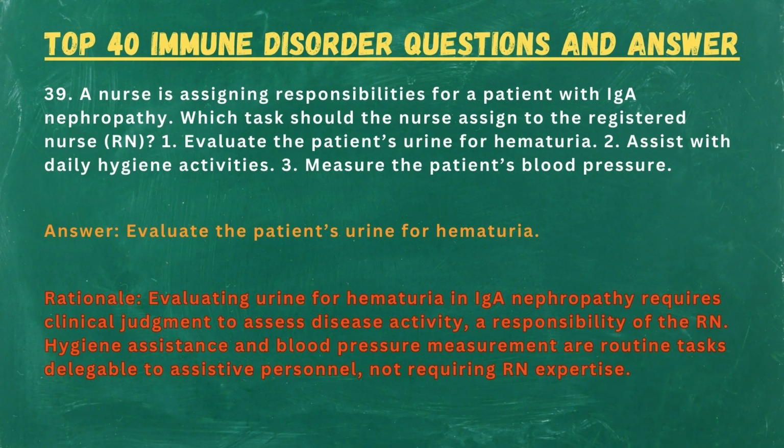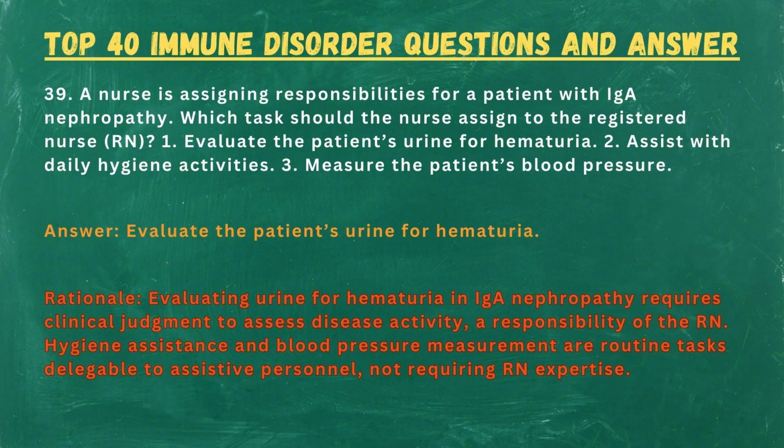39. A nurse is assigning responsibilities for a patient with IgA nephropathy. Which task should the nurse assign to the registered nurse, RN? 1. Evaluate the patient's urine for hematuria. 2. Assist with daily hygiene activities. 3. Measure the patient's blood pressure. Answer: evaluate the patient's urine for hematuria.